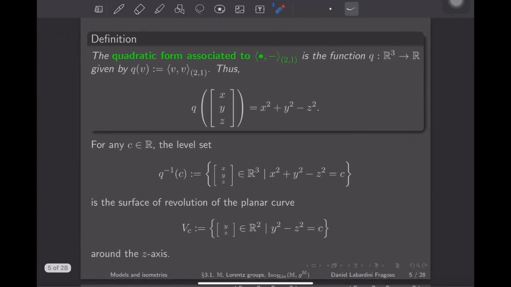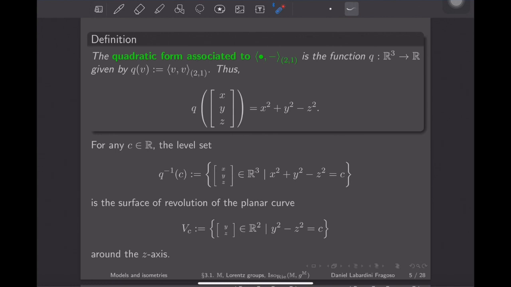Right, and then we are interested in the level sets of this quadratic form, of this function from R3 to R, right? Kind of as in calculus of several variables. And so for each real number C, I can form the level set, which is just the vectors in R3 with the property that when I apply Q to them, it gives me C. Right? So this is a definition from calculus. And the first point is that this level set is actually a surface of revolution. Right? And this maybe I leave as an exercise.